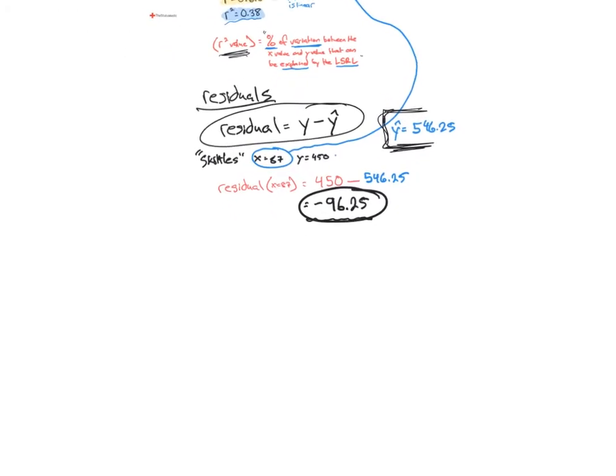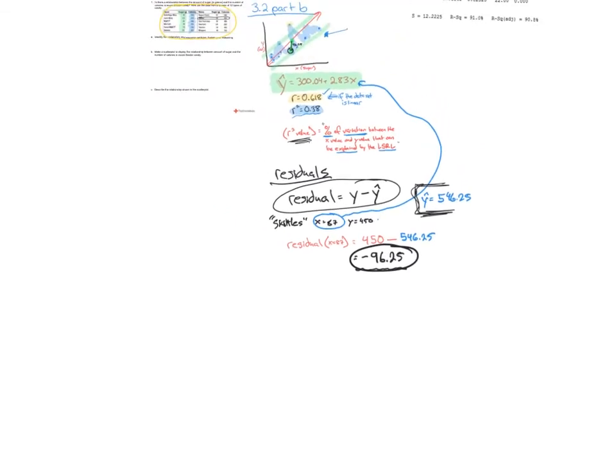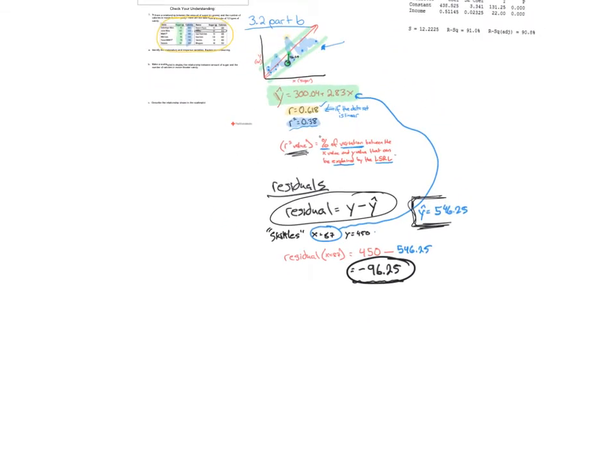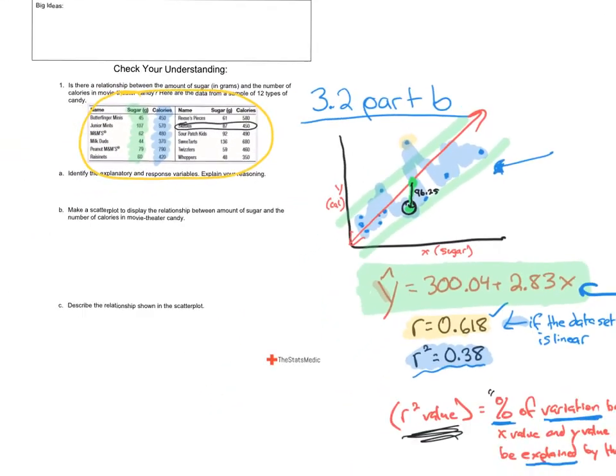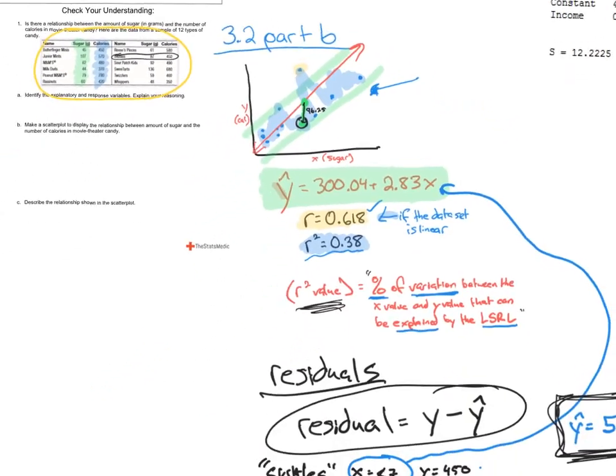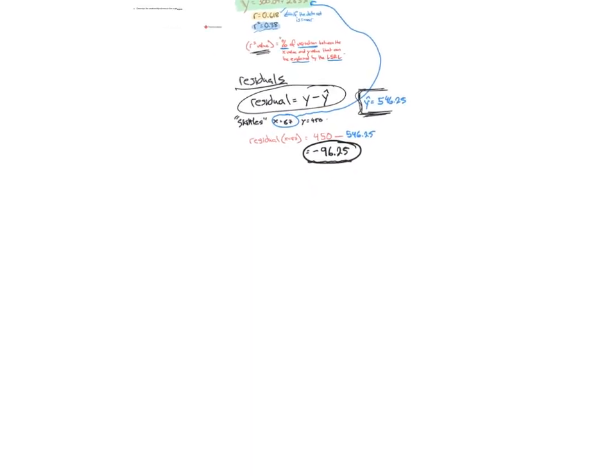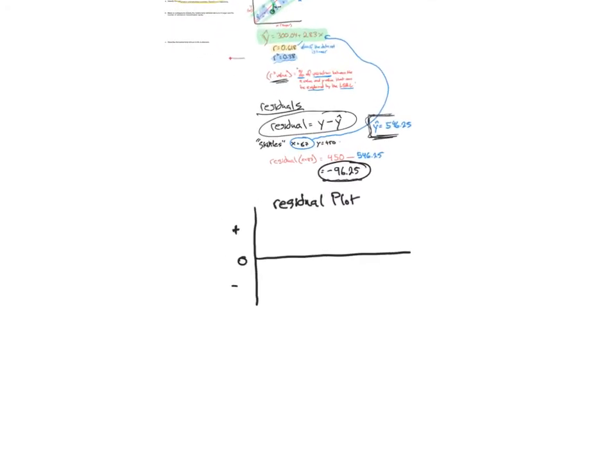So let's move on to what happens if I found all these residuals. That is just one of the residuals, but if I went and found all 12 residuals, I can then create something called a residual plot. We won't create these very often, but this is called a residual plot. These over here are the residuals, so these are my negative residuals and these are my positive residuals.